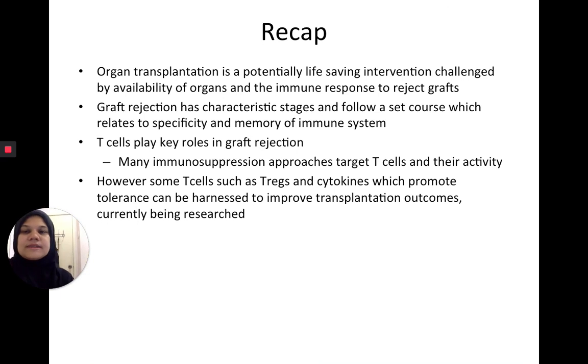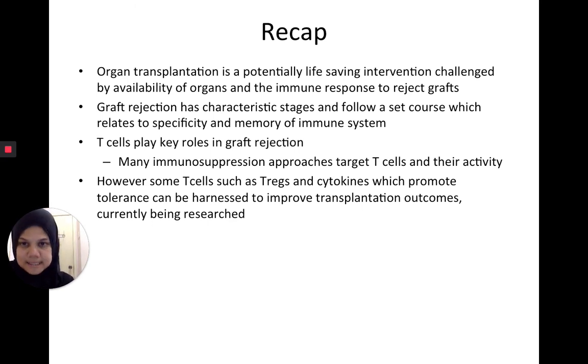Great. So now we're at the end. To recap, organ transplantation is basically not something you think of when you talk about immunology, but immunology is such an important thing in the success of transplantation because a lot of the rejection is mediated by the immune response. And we know that it follows a set of stages in a set course, and it relates to the specificity and the memory of the immune system.